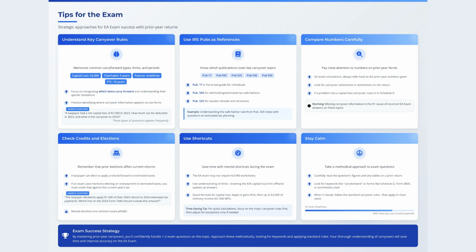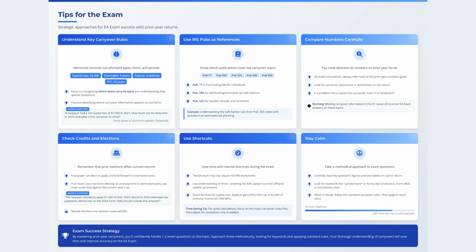Number 5. Use shortcuts when you can. The exam doesn't always expect you to do full IRS worksheet calculations. Instead, know the limits and apply them. If a taxpayer has a $6,000 capital loss, you just apply $3,000 this year and carry the rest. That simple knowledge saves time and gives you points.